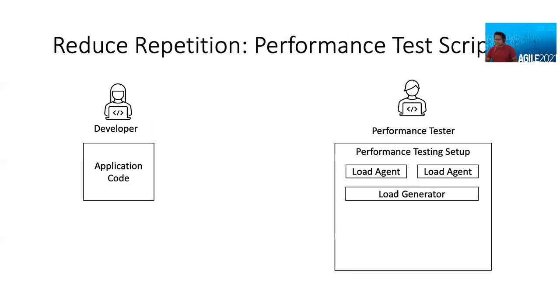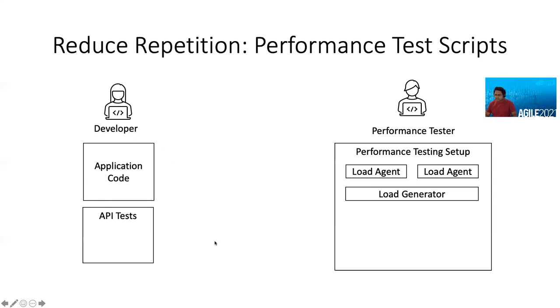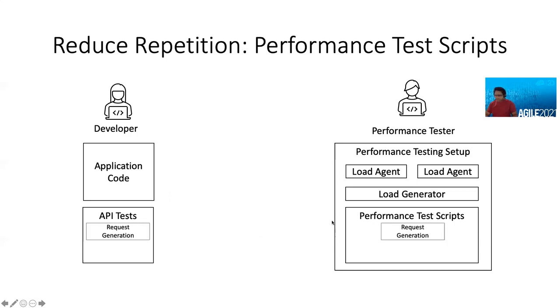So reducing repetition, how do we do that? Let's start with the API tests and the perf test scripts themselves. So the developer writes API tests, the perf tester writes load tests or performance tests. Both of them are very common, right? Like the two are similar, they just generate requests. That's practically their job. A slight difference is the API tests sort of verify or assert the response, and in the performance test, we don't really care about the exact result, but we measure the response time.